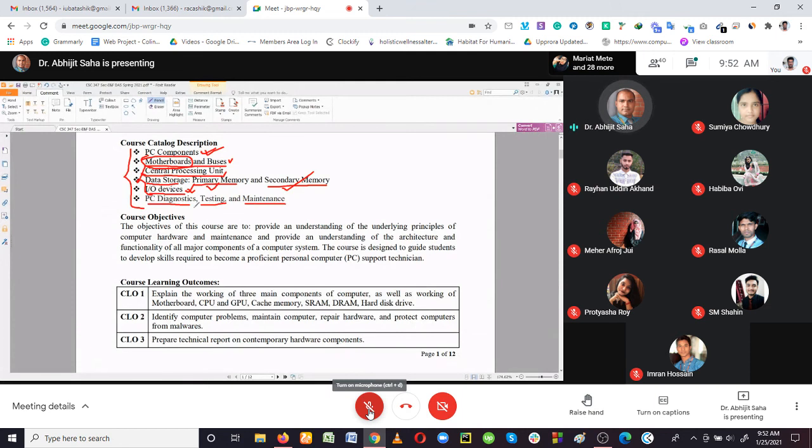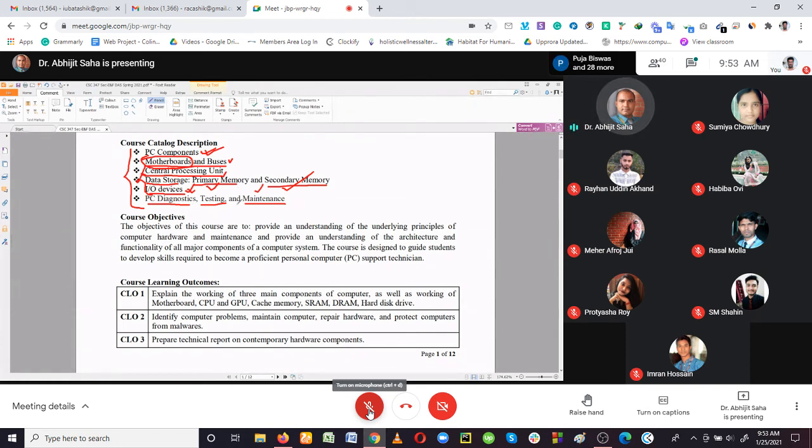Here we are going to learn about some of the problems that occur in the computer system. What types of problems can occur? Is it a hardware problem or a software problem? How are we going to tackle these problems? What are the tips for maintaining the computer system?